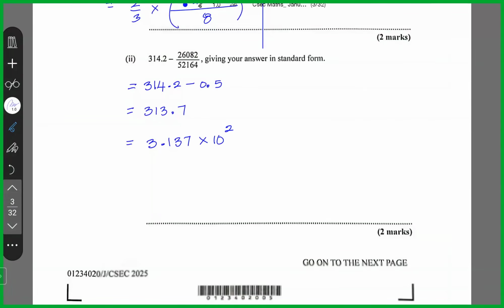So the decimal point must come immediately after the first 3, between the 3 and the 1, times 10 raised to a power. The number for the power is the same as the number of times you move the decimal point from where it was to where it is when you write the number in standard form. So since we have to move the decimal point 2 times, the power is 2.